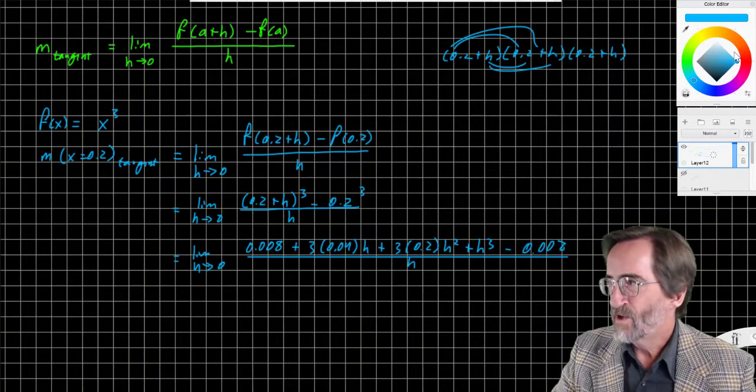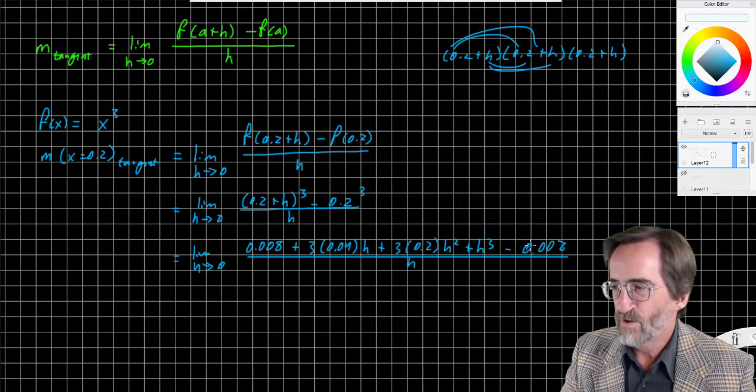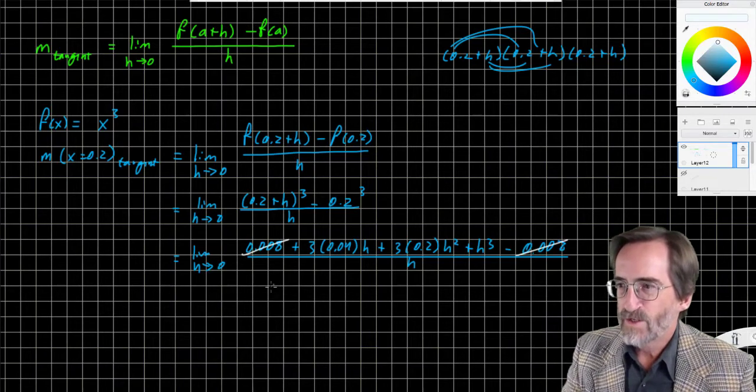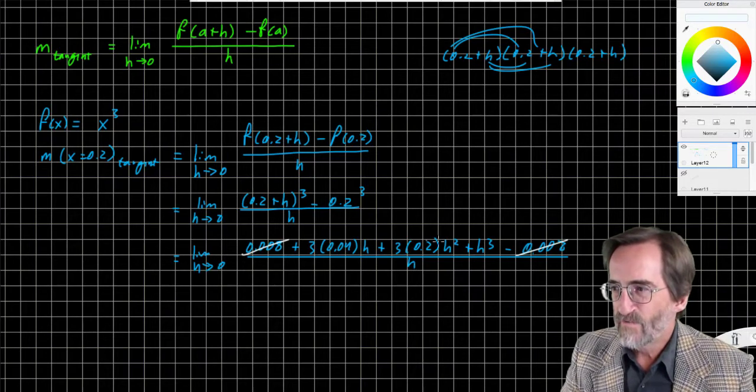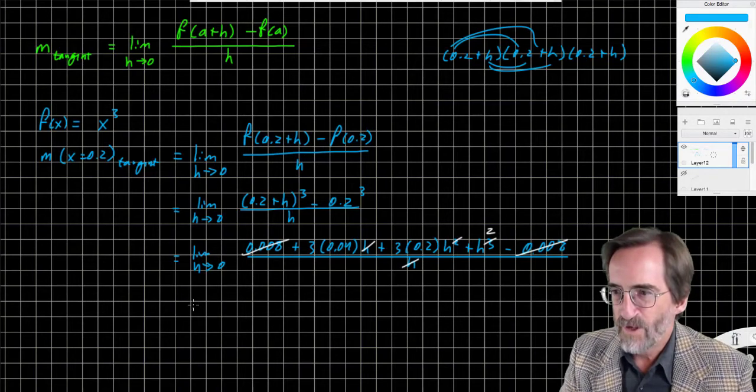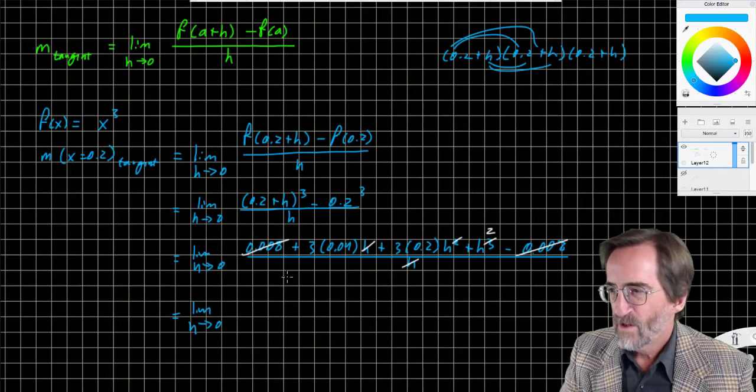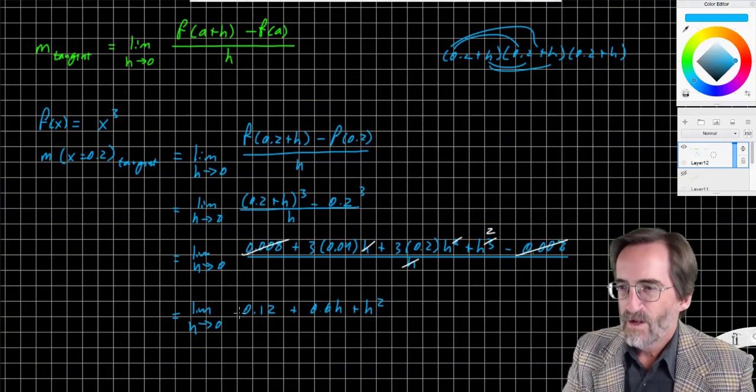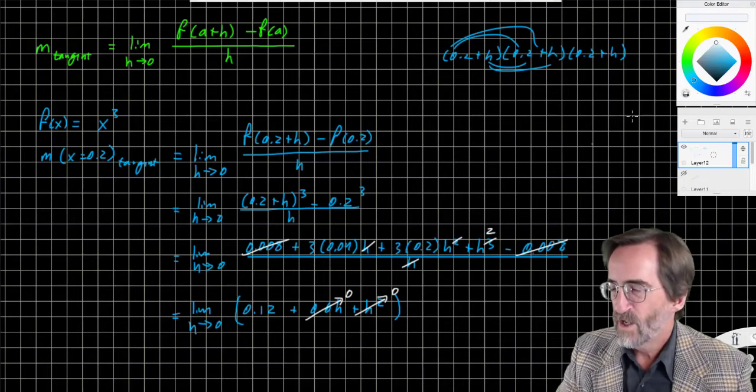Notice something here, and this is really important. This should happen whenever you do this, with a polynomial expression at least. Minus 0.008 and plus 0.008 cancel out, right? And we have an h in every term, so I can cancel an h out of every term. H squared becomes h, h cubed becomes h squared. So this becomes the limit as h approaches 0 of 3 times 0.04, which is 0.12, plus 3 times 0.2, which is 0.6h, plus h squared. Now we're taking the limit as h goes to 0. So as h goes to 0, this goes to 0, this goes to 0, and we end up with 0.12.